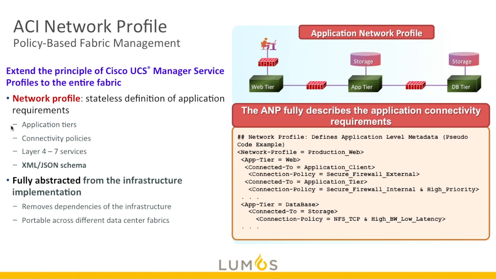So we're going to define our network profile. So our web tier, our application tier, our database tier, any sort of layers 4 through 7 services such as firewalls, load balancers, IDS, IPS, whatever. We'll define stateful packet filtering in between, or stateless packet filtering in between, and how they need to connect and talk to each other. And we'll define that in the application network profile. So application tiers, connectivity policies, layer 4 through 7 services, and this is stored in either XML or JSON.